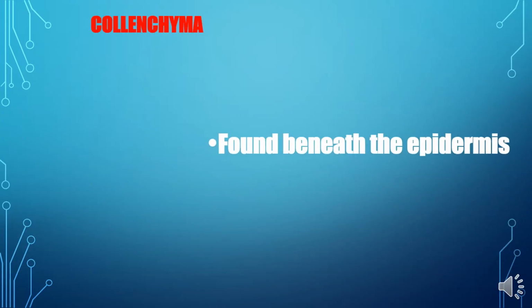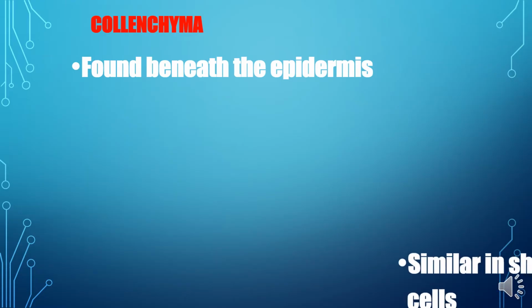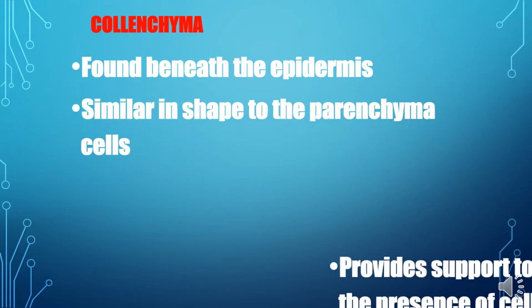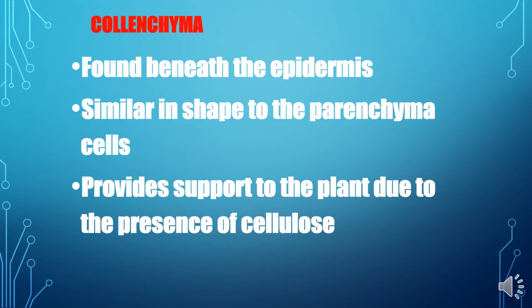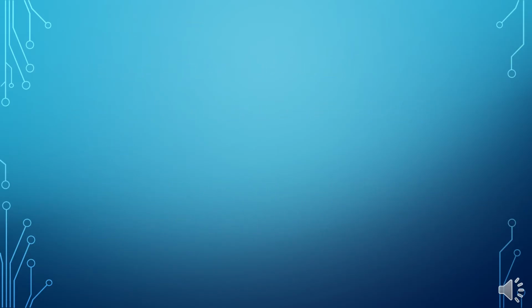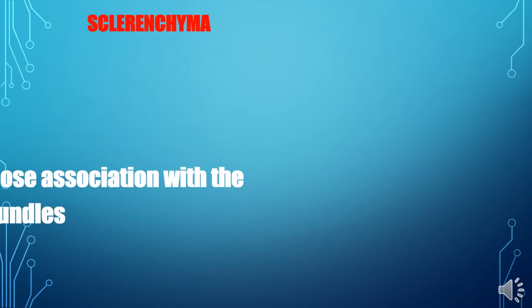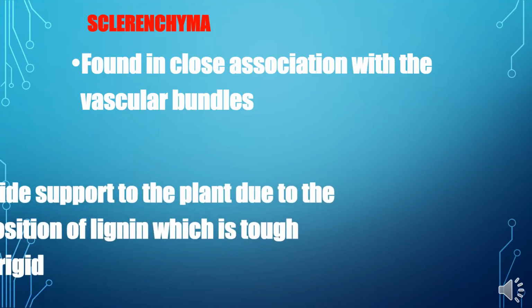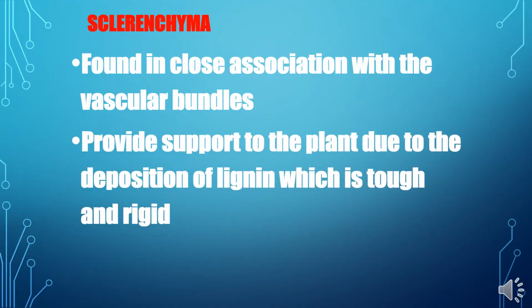Collenchyma is found beneath the epidermis, similar in shape to the parenchyma cells, and provides support to the plant due to the presence of cellulose. Sclerenchyma is found in close association with the vascular bundles and provides support to the plant due to the deposition of lignin, which is tough and rigid.